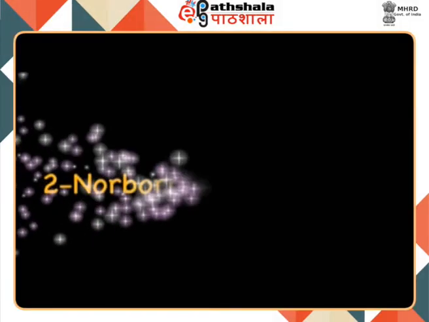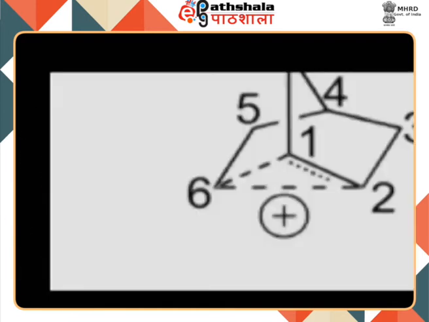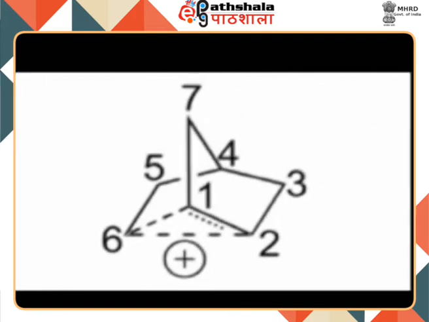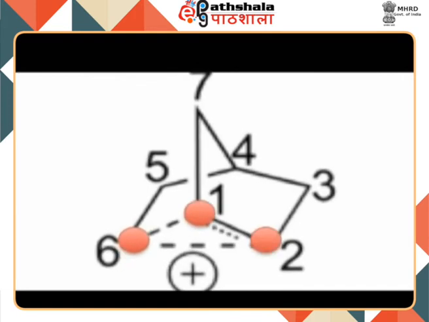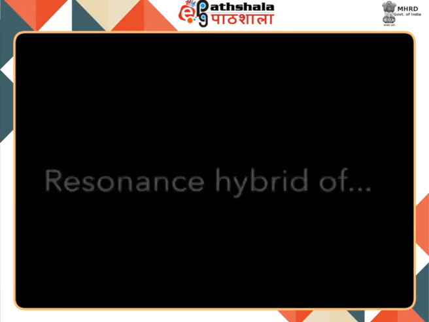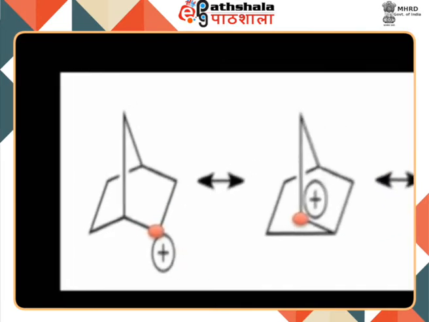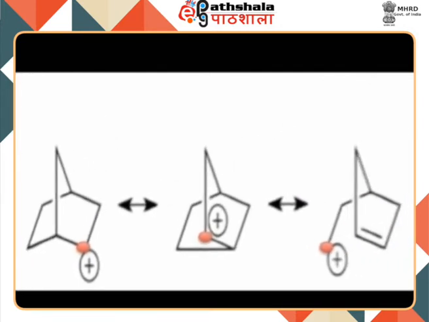Let us consider another example of a non-classical carbocation, the 2-norbornyl cation as shown here. Notice that the positive charge is delocalized over the three carbon atoms labeled as 1, 2 and 6. This is a resonance hybrid of 3 canonical forms where positive charge is localized at each of these carbon atoms.